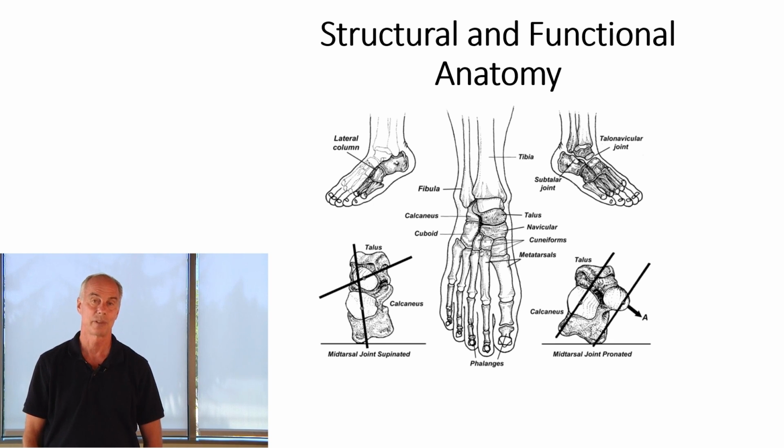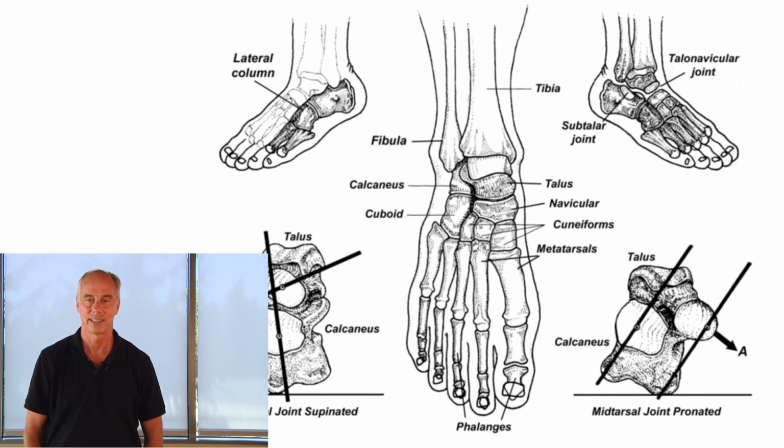This section of the lecture will review structural and functional anatomy of the lower extremity. To begin with, most people need a little brush up when it comes to the foot and ankle. If you look at the center picture, the tib and fib, the tibia and fibula, combine to form the lower leg. The talus sits directly beneath it.